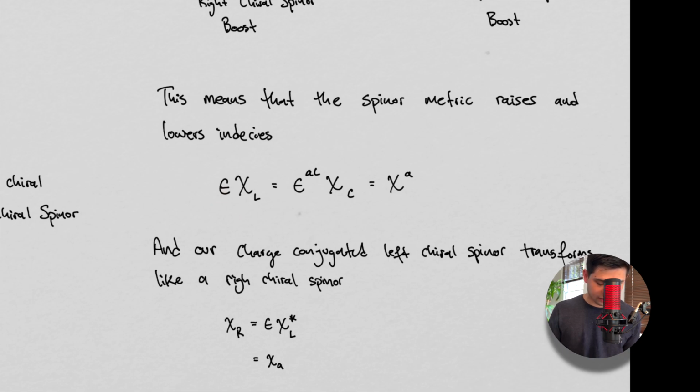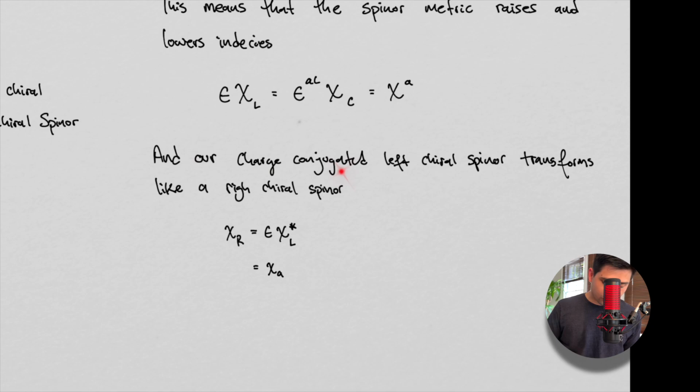So we can say that this is the same thing as saying something like this. Right. And so we're raising and lowering indices in this way. And so our charge conjugated left chiral spinor transforms like a right chiral spinor. So what does this mean? This means that this guy, in some sense, is like a right chiral spinor. And so this is how we raise and lower indices. Right? Because this guy here should actually be superscript.